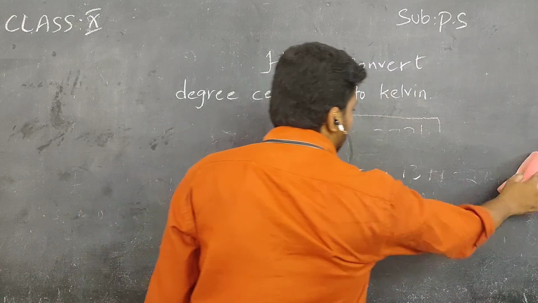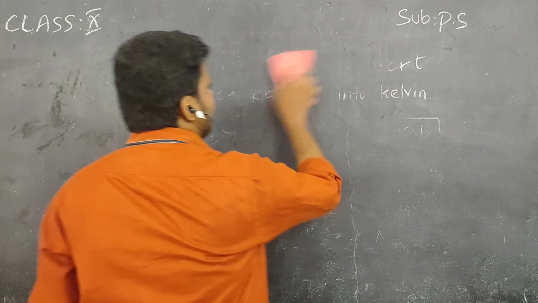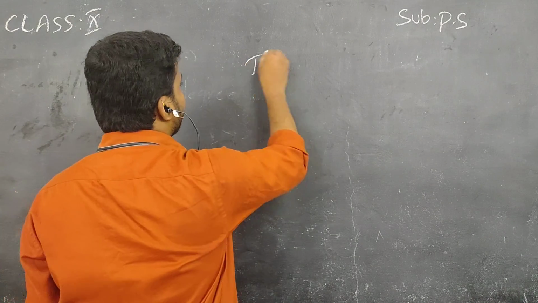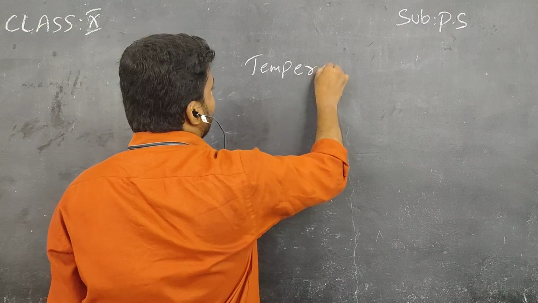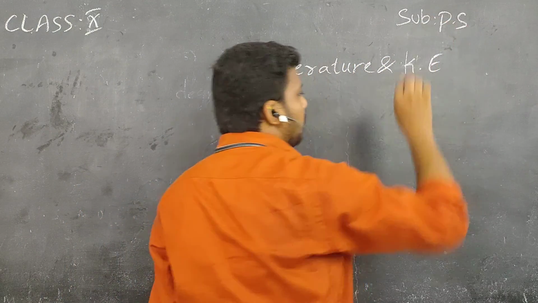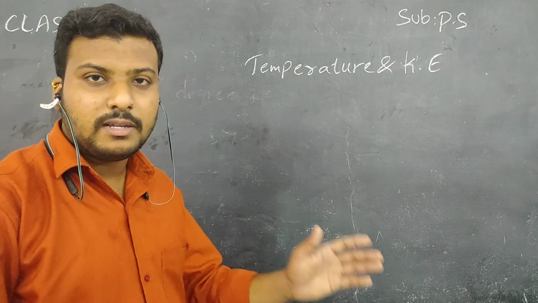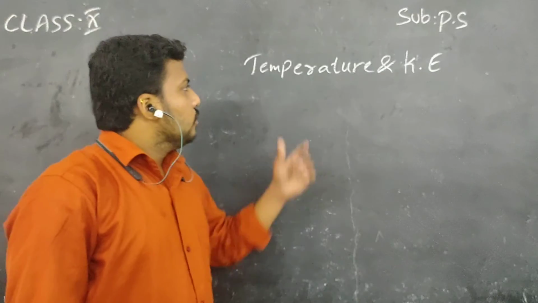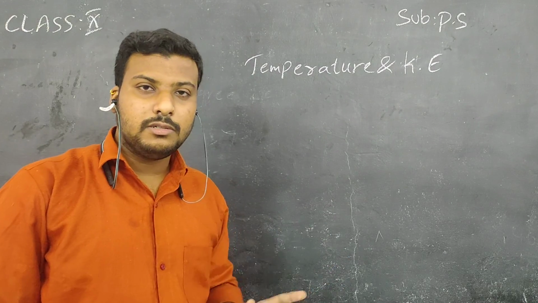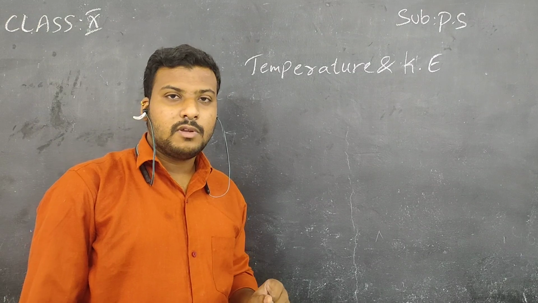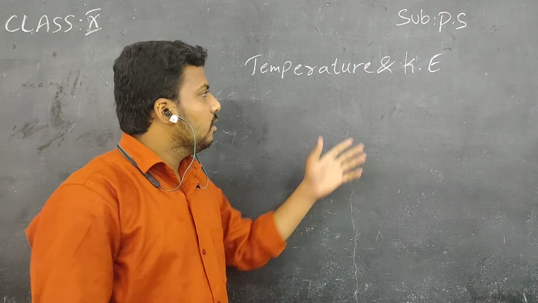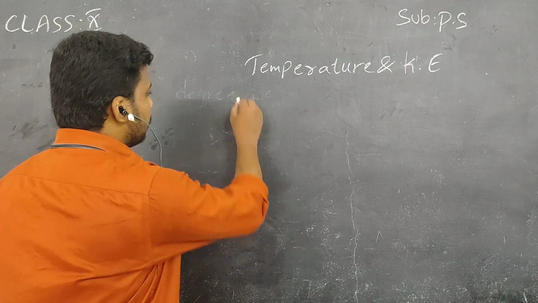Next we will see temperature and kinetic energy. I am writing it in short form as K. You know very well potential energy and kinetic energy from your previous class. So you also know temperature very well. Temperature is just a measurement, the degree of hotness or coldness of a body. You know that. Then what is kinetic energy?